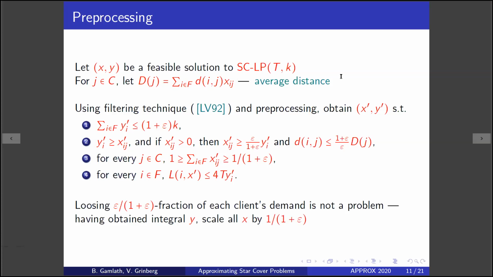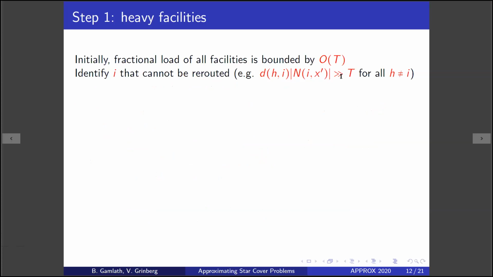Note that losing a fraction of a client's demand is not a problem. Having obtained integral opening, we can simply scale all assignment variables and regain the lost demand. This will not increase our load significantly, since everything is constant. Initially, the load of all our facilities is bounded. We would like to identify facilities i that cannot be rerouted, precisely those whose distance times the number of clients is too large, as we mentioned before.